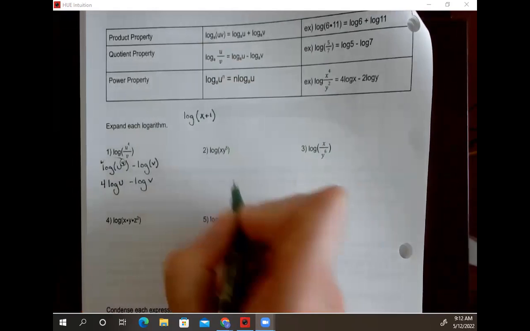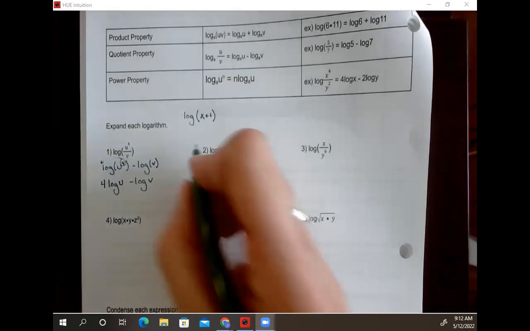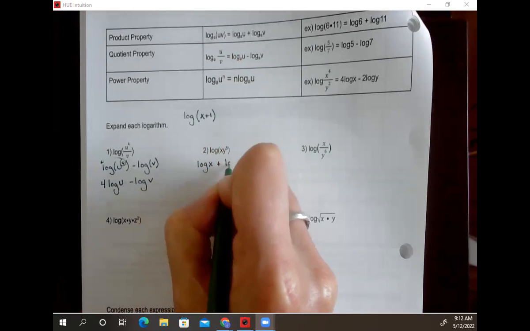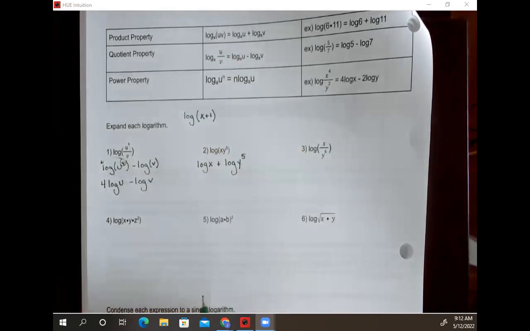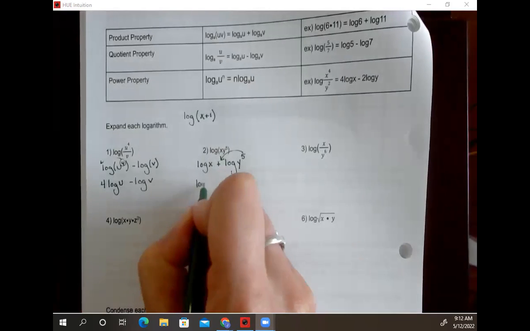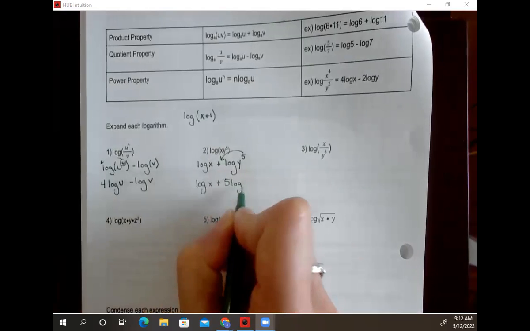I'm going to do the same thing with number 2. This time I've got multiplication, so I'm going to start using that product property. So I'm going to write log of x plus log of y to the 5th. And then I'm going to use the power property to throw this 5 in front here. So I would have a log of x plus 5 log of y.